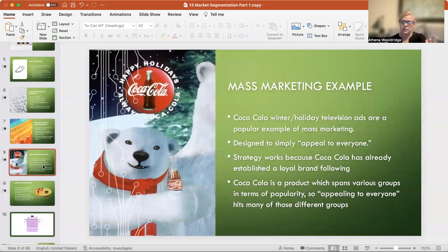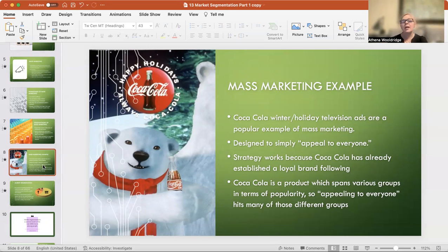What's a mass marketing example? The Coca-Cola winter holiday campaign is mass marketing. They have a broad appeal. They're not just going after women 25 to 35 who live in the South. They are very broad. So even a big brand can be very broad. It appeals to everyone. Why does it work for them?